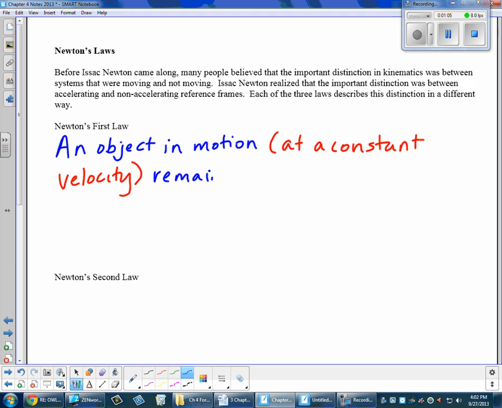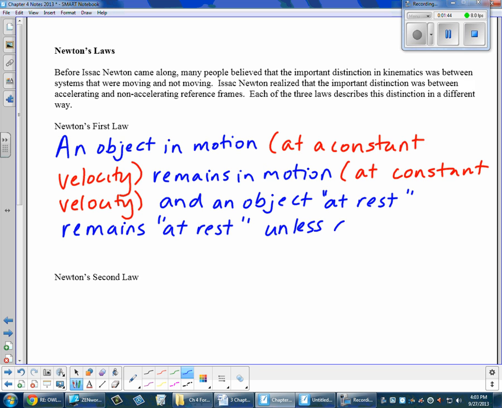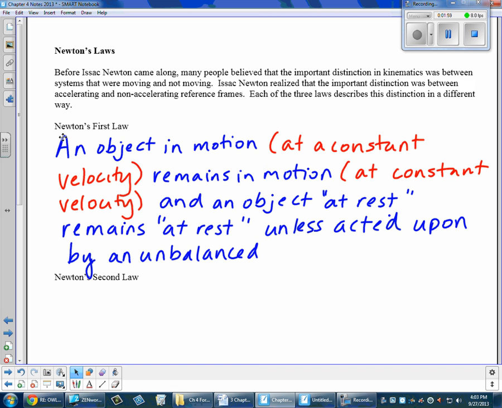Remains in motion. And an object at rest remains at rest, unless acted upon by an unbalanced force. What we would call a net force.